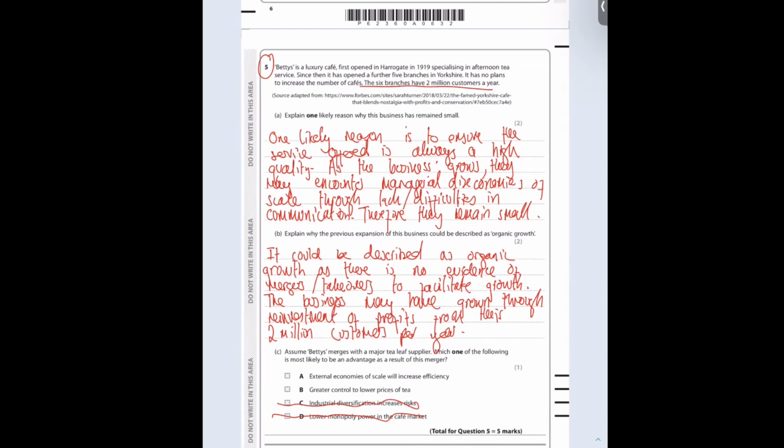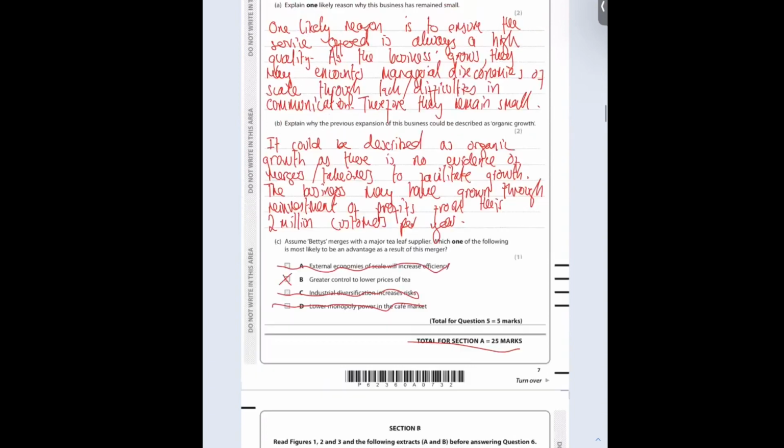Okay. So external economies of scale will increase efficiency. No, we're not going to go for that one, because external economies happen outside of a business but within an industry. So it's not likely to be the case. Greater control to lower price of tea seems the most appropriate for me, just because you've got this vertical integration going on, and you can then use your producers to lower the prices, and you can work with the other company that you've bought in order to ensure that you get the best price for your product. Okay, that's done.